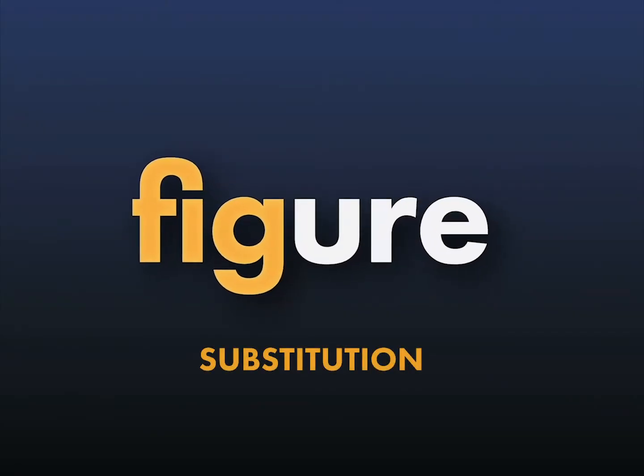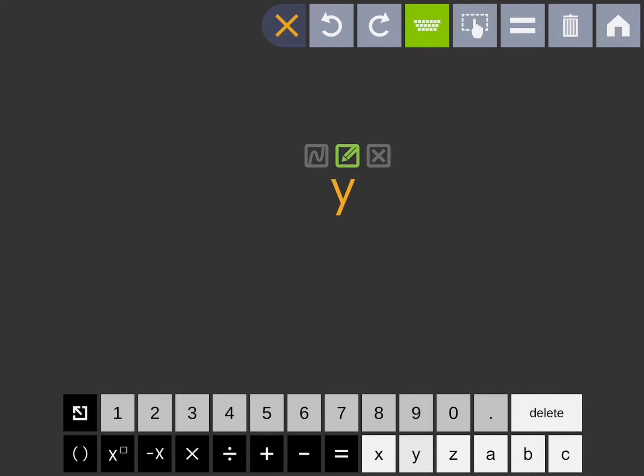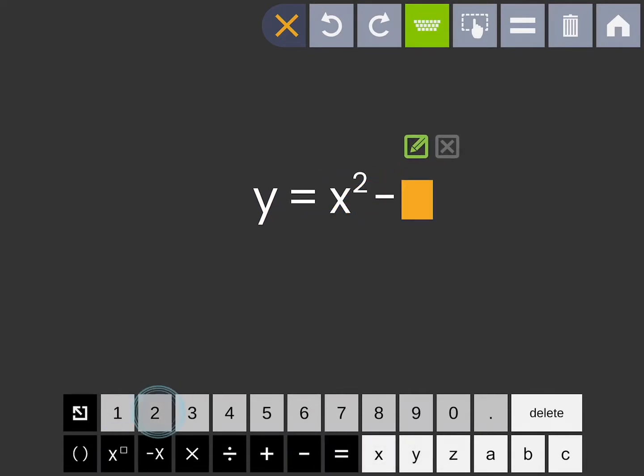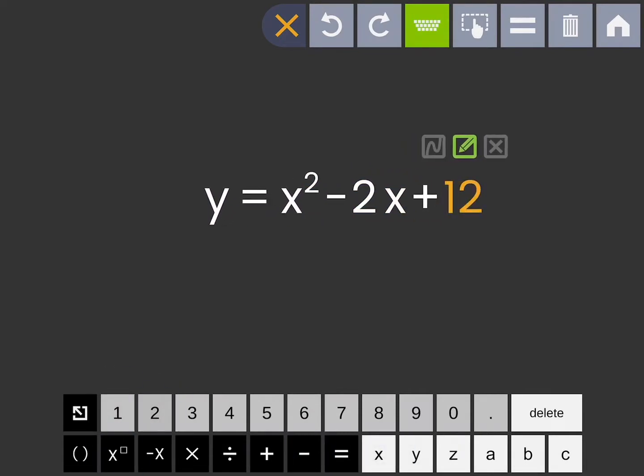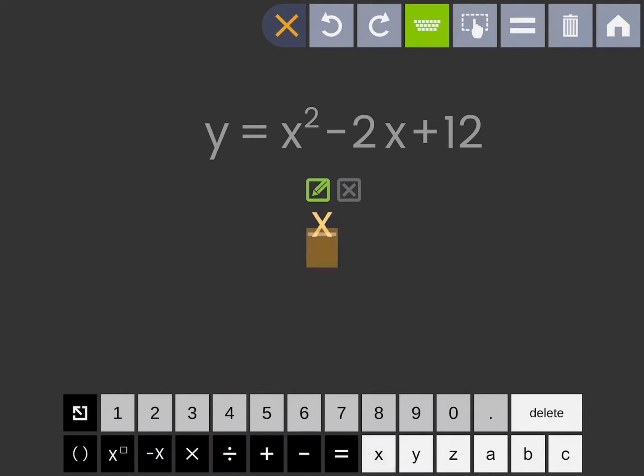Figure's intuitive drag-and-drop system provides a natural approach to solving systems of equations. Substitution is easy with Figure and easy to visualize. First, input all of the equations within the system.